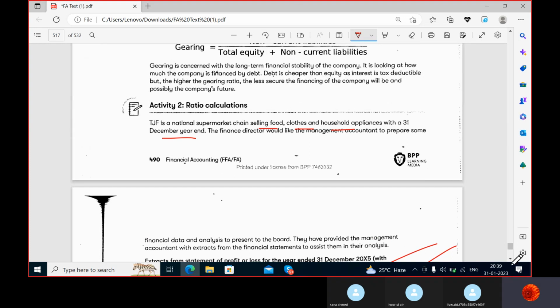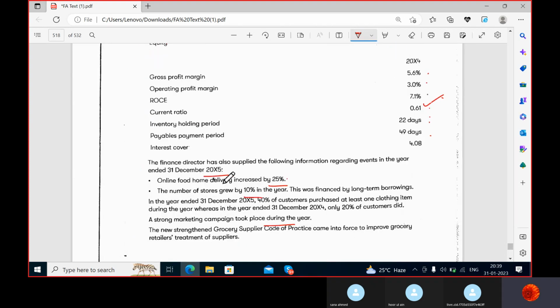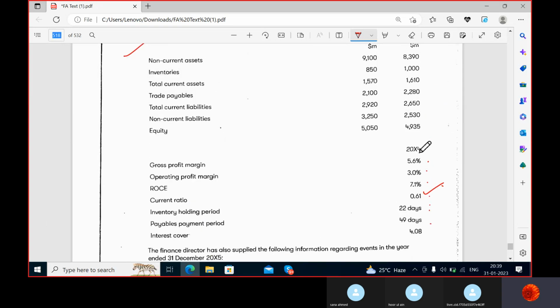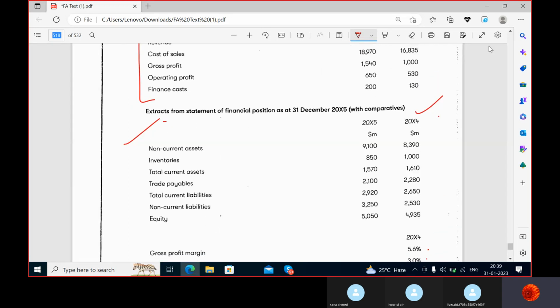So now, what they are saying is online food home delivery increased by 25%. That means for the previous year, whatever ratios they got, these are the ratios which are calculated. So why don't you do one thing? Very simply, current assets. Here we have the total of current assets. Here we have the total of current liabilities. When you divide this, what is the ratio you're getting? Please tell me.